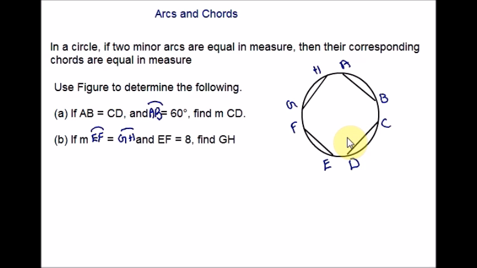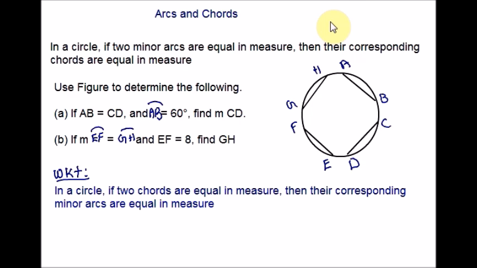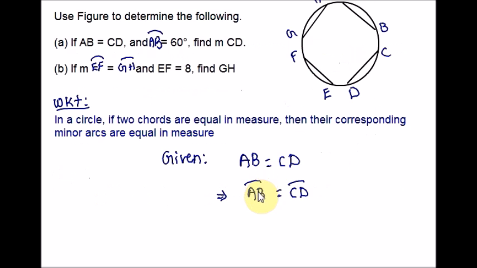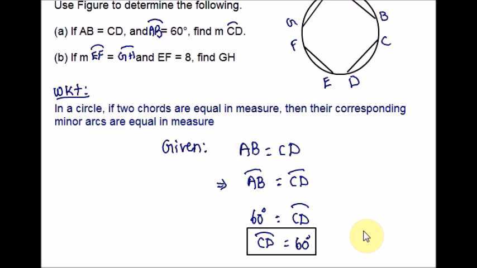So you have to look at the relationship between the equality of the measure of the chords and the equality of the measure of their corresponding minor arcs. From the theorem, we know that in a circle, if two chords are equal in measure, then the corresponding minor arcs are equal in measure. So it is given that AB equals CD. If arc AB equals 60 degrees, then arc CD will also be equal to 60 degrees. Am I right? Plug in arc AB equals 60 degrees. Switch the sides. Hope you are clear till this step.